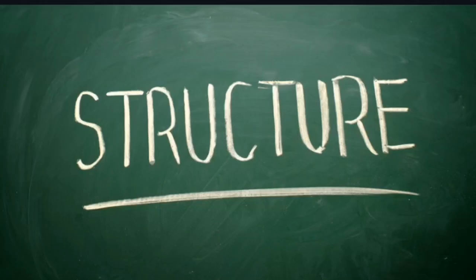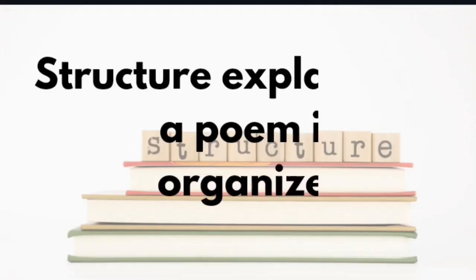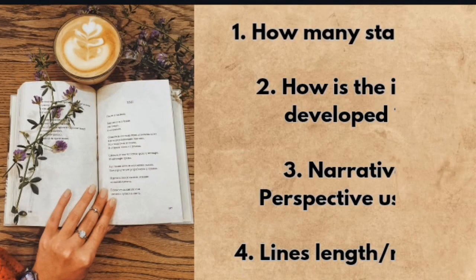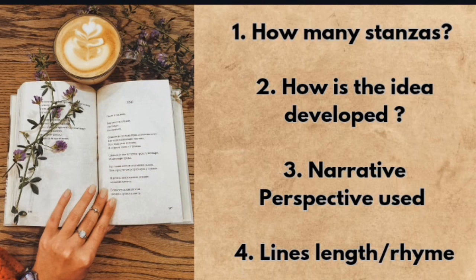The letter S here represents structure. In poem analysis, structure explains how a poem is organized. When you are analyzing a poem, you consider the structure, that is, you ask yourselves the following questions. How many stanzas are there in the poem? And how did the poet develop the idea? What type of narrative perspective was used by the poet? The first person or the third person? How many lines are in each stanza? Is there rhyme or are there rhyme schemes? So answering all of these questions helps you to be able to explain the structure of a poem.